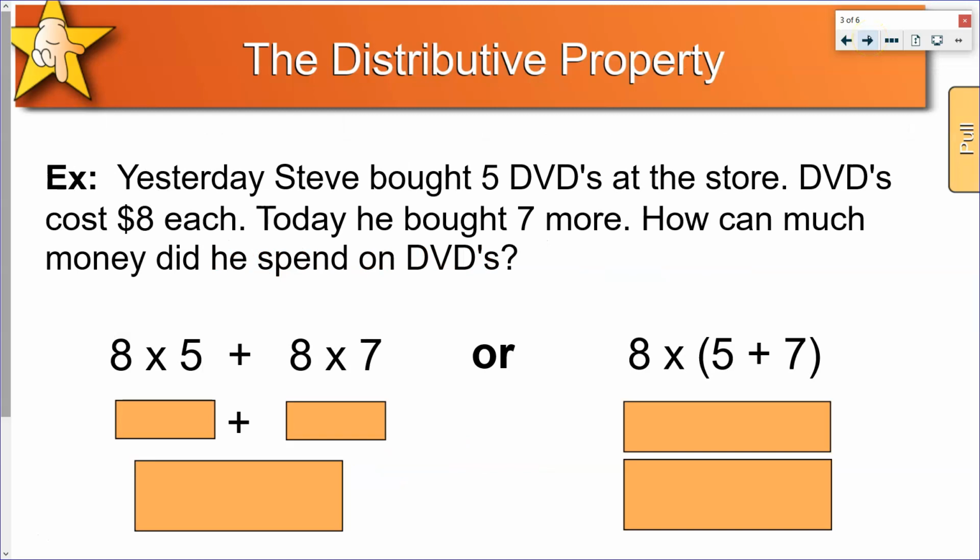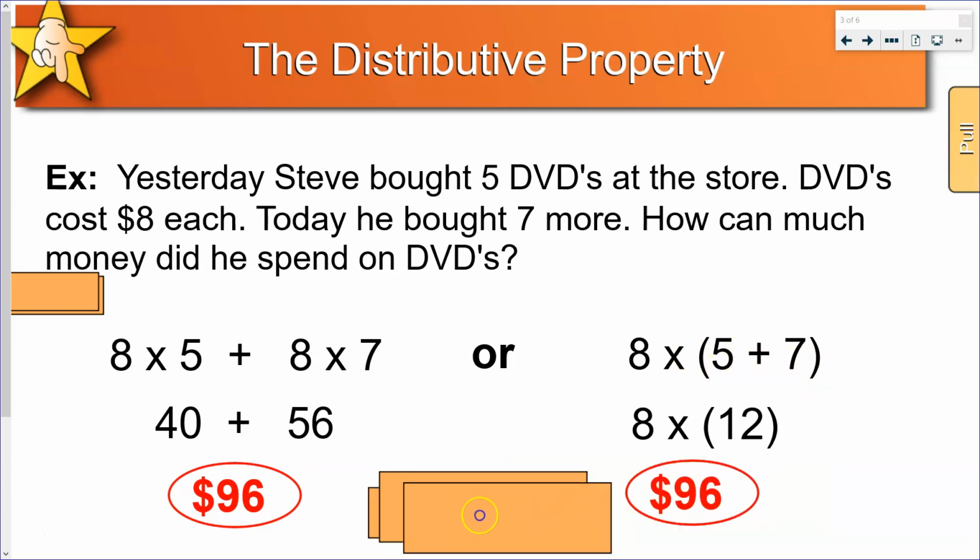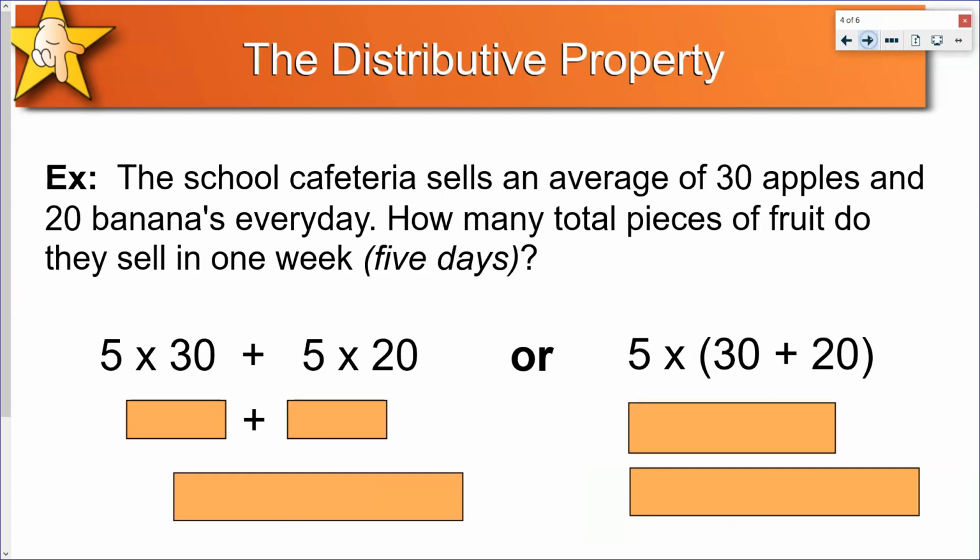So here we have the one way. We've got 8 times 5 is 40, 8 times 7 is 56. Those two added together give you 96. Or, if you do it this way, you'll get 8 times 12. We're using our BEDMAS property here by doing what's in brackets first, and 96. So it's the same answer, just different methods. And we want to get more into the second method.